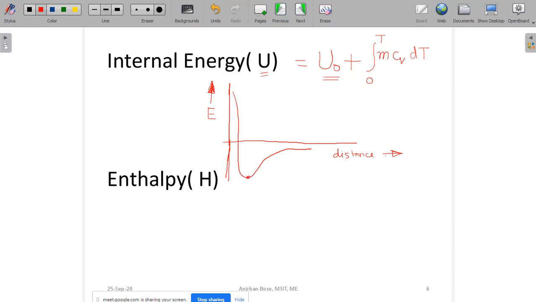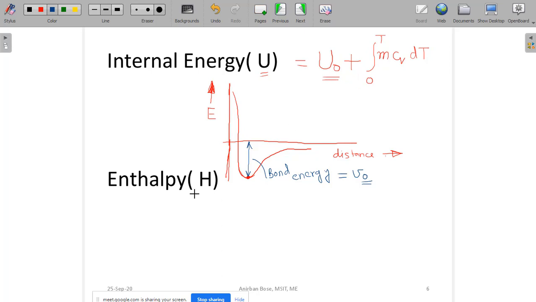This is the point where the energy is minimum. And if you remember, I told you that this particular energy corresponding to the minimum is called the bond energy. So this bond energy is physically what is U0. U0 is basically this bond energy, the bond energy in a material, which you remember.